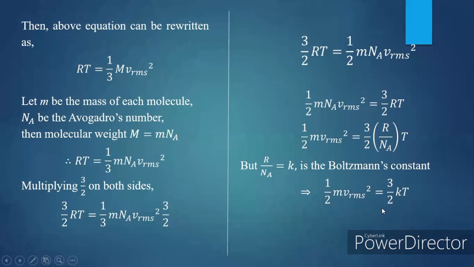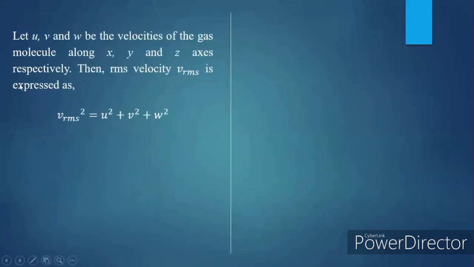Okay. And next let us see this particular expression. Let U, V and W be the velocities of the gas molecule along X, Y and Z axis respectively. So U is the velocity along X axis, V is the velocity along Y axis, W is the velocity along Z axis. Then RMS velocity is expressed as V RMS square is equal to U square plus V square plus W square. This is the basic expression, because we know that V RMS is root mean square velocity.